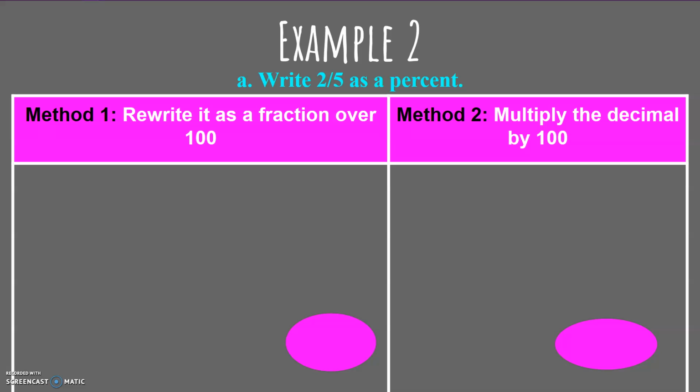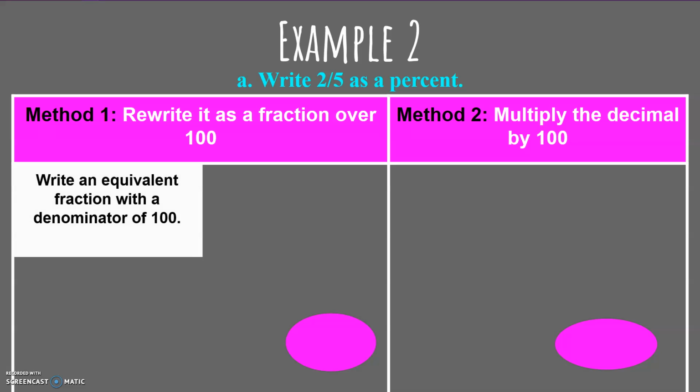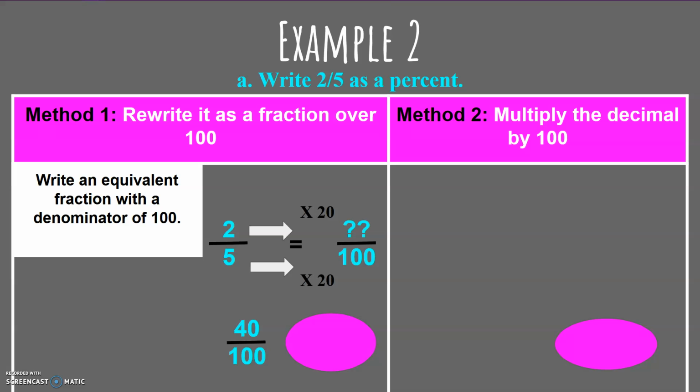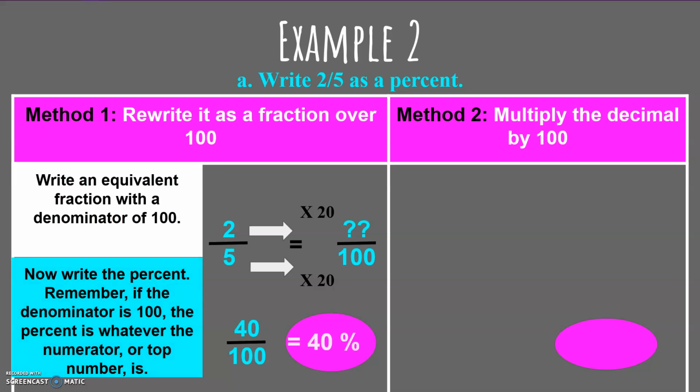Moving on to example 2, we're going to do this all in one video today. We're going to write a fraction as a percent now. First, rewrite it as a fraction over 100. In this case, we're going to have to do an equivalent fraction. So 2/5 equals what over 100? How do I go from 2/5 to something over 100? Well, how do I go from 5 to 100? I multiply it by 20, and therefore I get 40 over 100, which we know is going to be 40%. If the denominator is 100, the percent is whatever the numerator is.